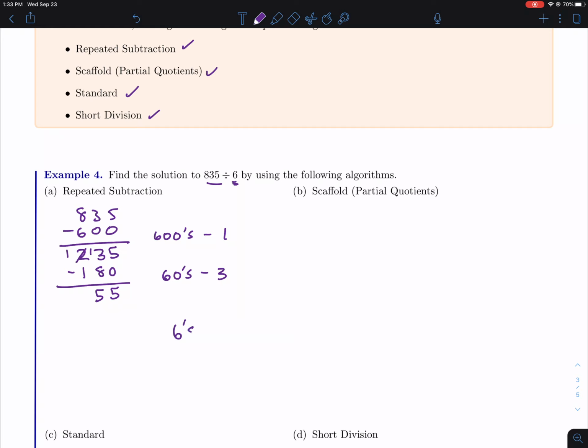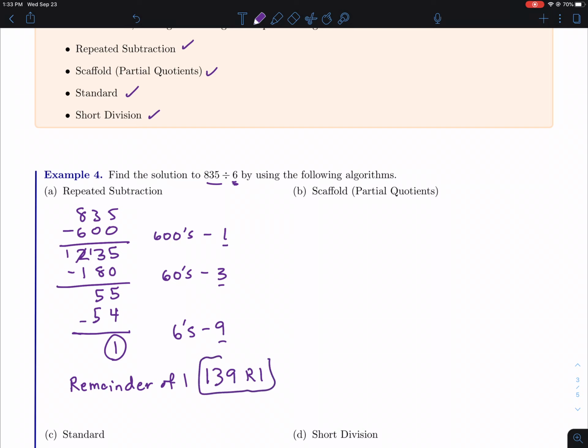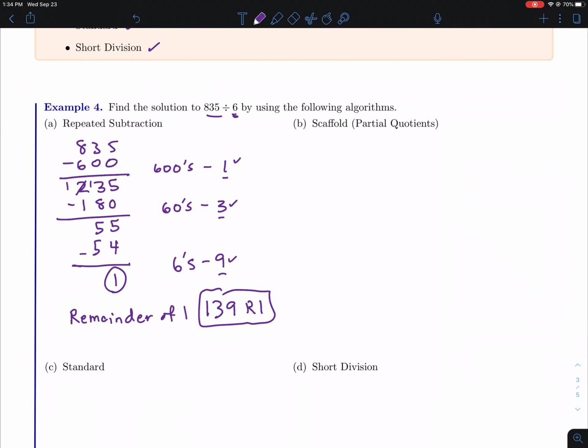So now I'm trying to see how many 6s can I subtract away. In this case, it looks like 9. That gives me 54 with a remainder of 1. So I've got a remainder of 1 left over. So my answer is to line these guys up. In this case, 139 with a remainder of 1. And again, I'm lining them up because the 1 was in my hundreds position, the 3 was in my tens, the 9 was in my ones. So that's how I want to line those guys up. All right. Everybody okay for repeated subtraction?